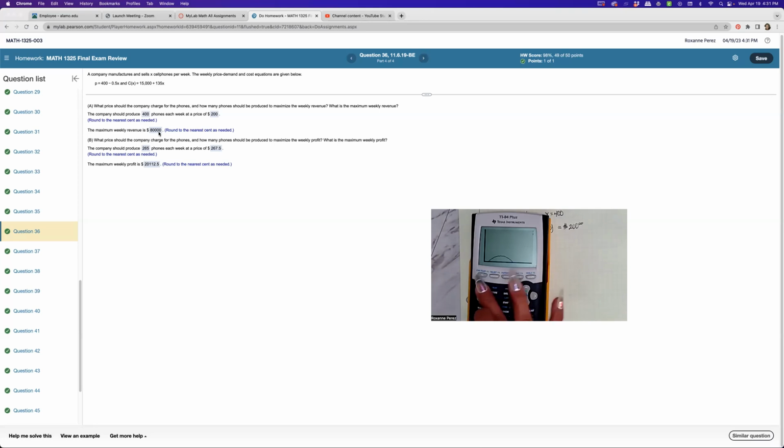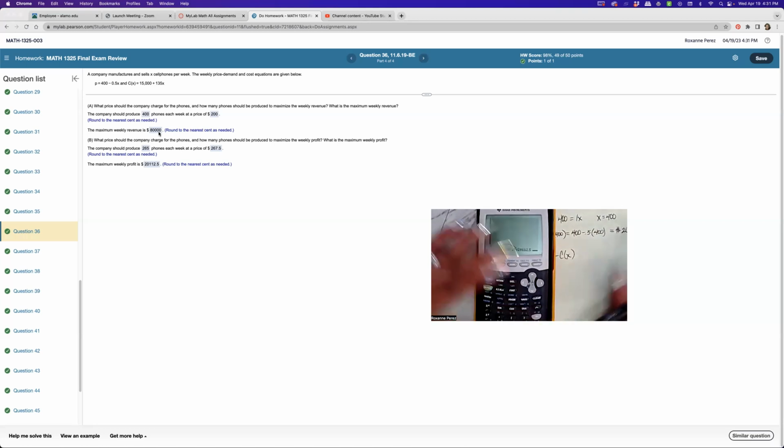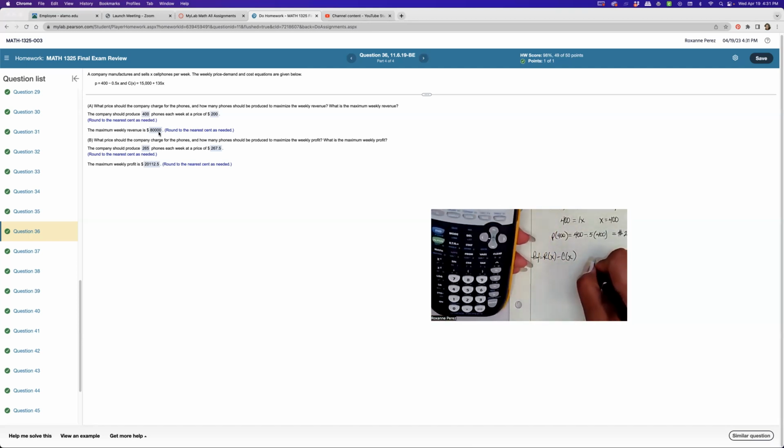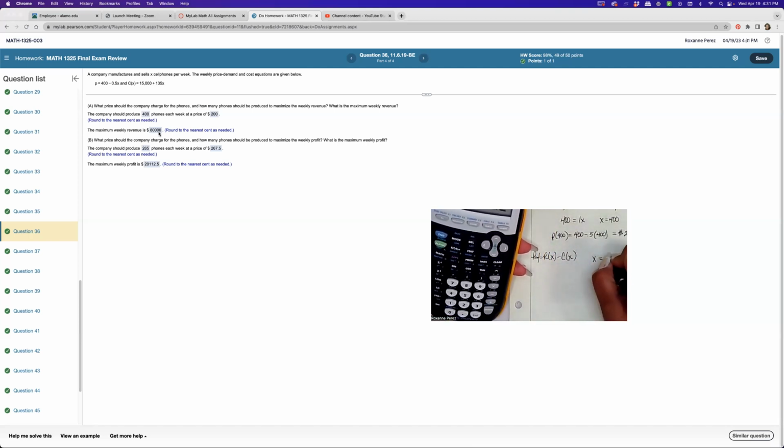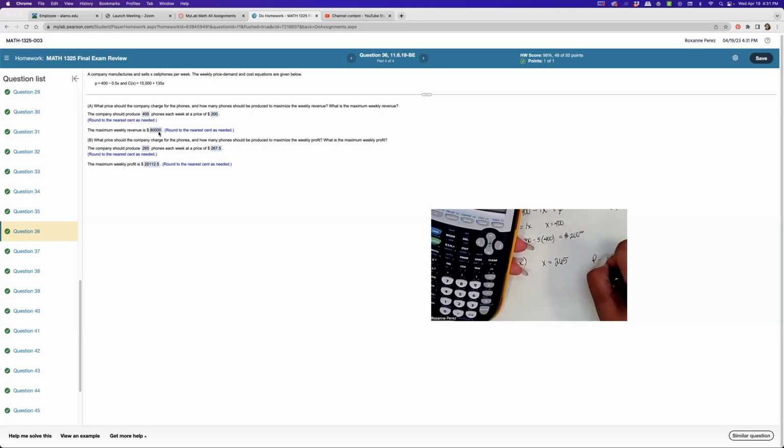I'm going to do the same thing. Second trace. I want to find the maximum, number 4. We're going to go slightly to the left of the maximum, enter, slightly to the right, enter, hit enter again. And this is telling me that to maximize my profit, I should sell x units at 265, and my profit will be equal to 20,112.5.